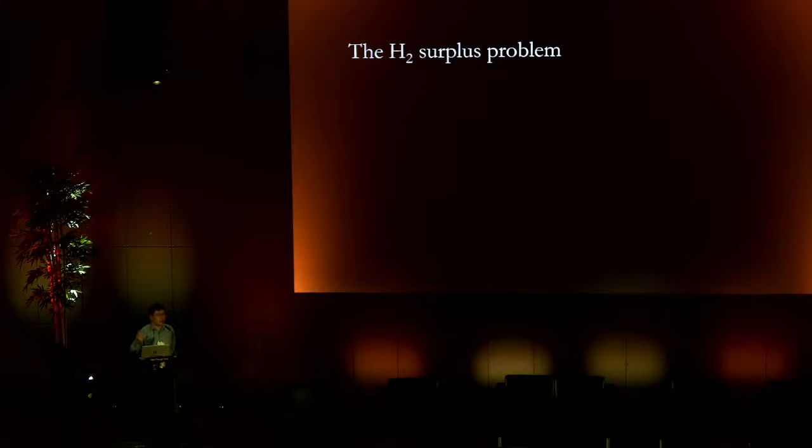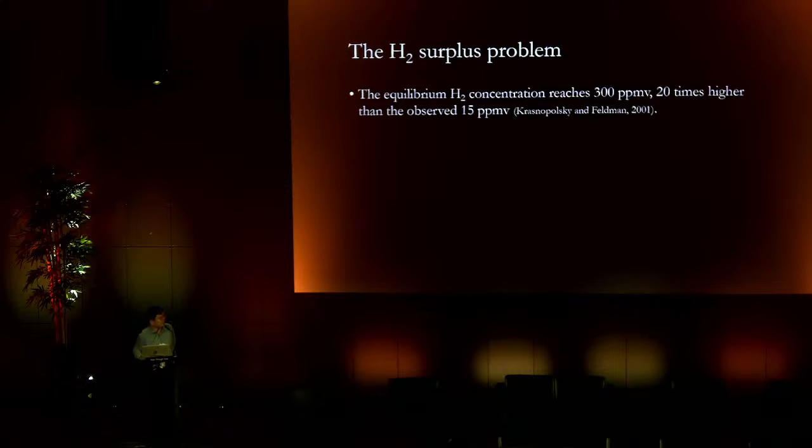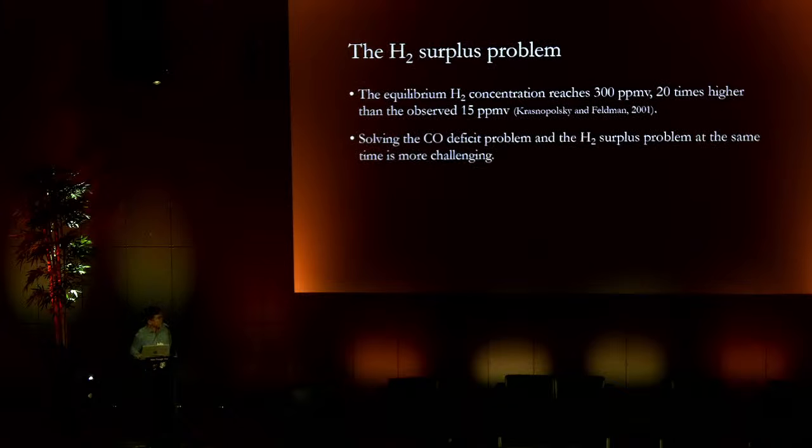But for hydrogen, the modeled hydrogen concentration was already a little higher than the observed. So after we upgrade to the three-dimensional model, we produce much more hydrogen than the observations. Now we produce about 300 parts per million hydrogen, 20 times higher than the observed. So solving the CO deficit problem and the H2 surplus problem at the same time is more challenging because it requires some more structural tuning.